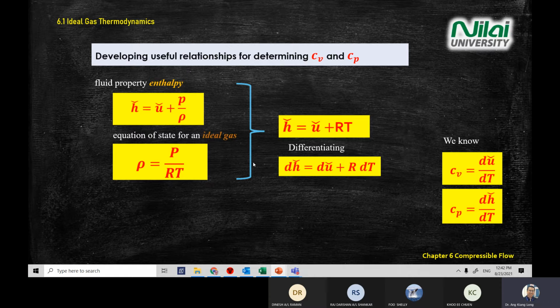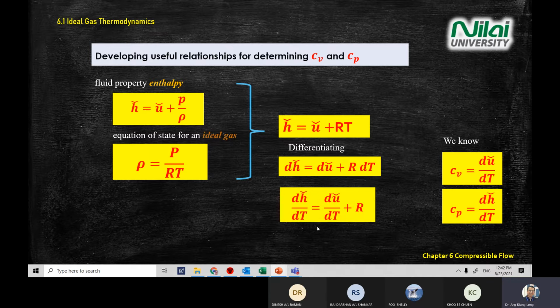You take this equation and divide the whole equation by dT. Then you compare these two definitions, and you will get Cp equal to dH over dT on this side. This one will become dU over dT, which is Cv. This one you cancel, you get R. So you get this equation. Then after that, you compare side by side and rewrite as Cp equal to Cv plus R. This is the relationship between the two constant values Cp and Cv.